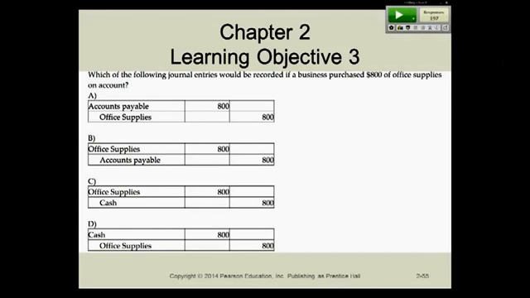Now, before we move ahead, anyone with any questions on the debit and credit process, the journalizing, and posting?